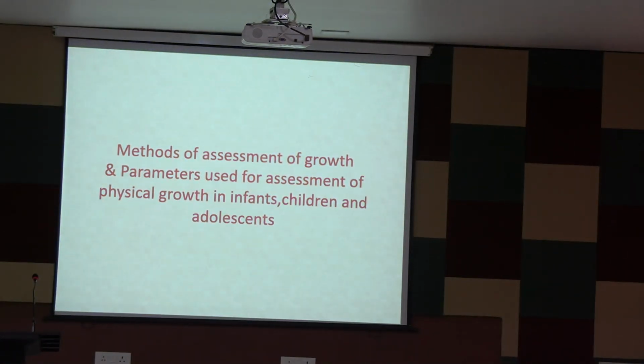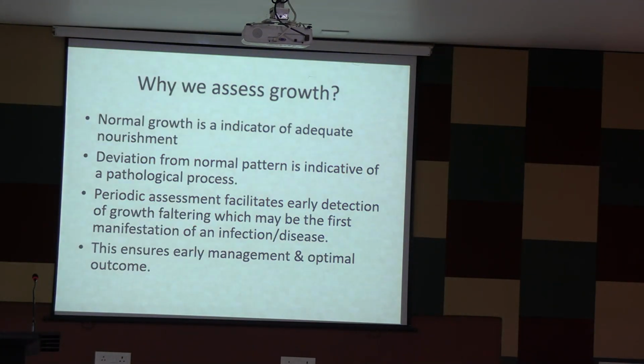So why is it important? The answer is here. Normal growth is the indicator of adequate nourishment. Deviation from normal pattern is indicative of a pathological process. And periodic assessment facilitates early detection of growth faltering, which may be the first manifestation of an infection or a disease. And this ensures early management and optimum outcome.